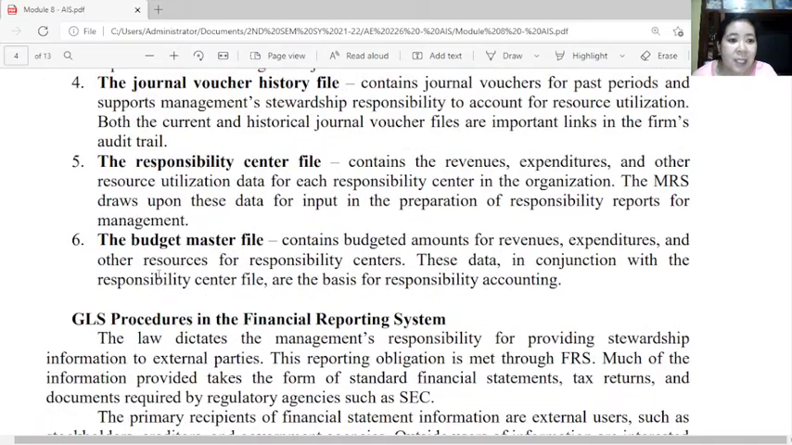And number 6 is the budget master file. So this contains budgeted amounts for revenues, expenditures, and other resources for the responsibility centers. This data, along with the responsibility center file, will be used as a basis for responsibility accounting. So those are the different files under our general ledger system database.